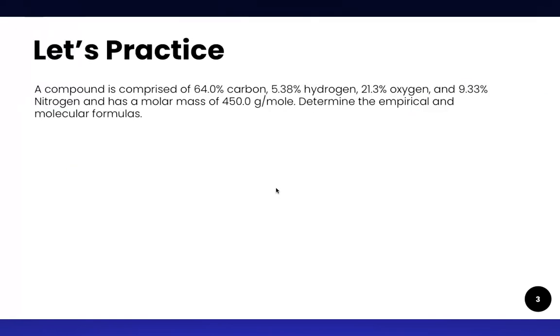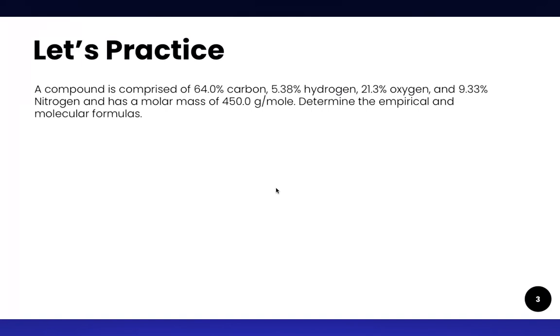Okay. A compound is composed of 64.0% carbon, 5.38% hydrogen, 21.3% oxygen, and 9.33% nitrogen. It has a molar mass of 450 grams per mole. Determine the empirical and molecular formulas.